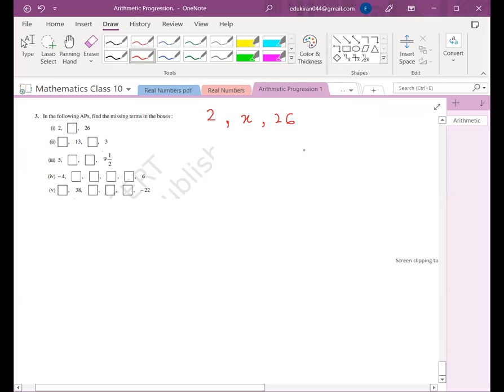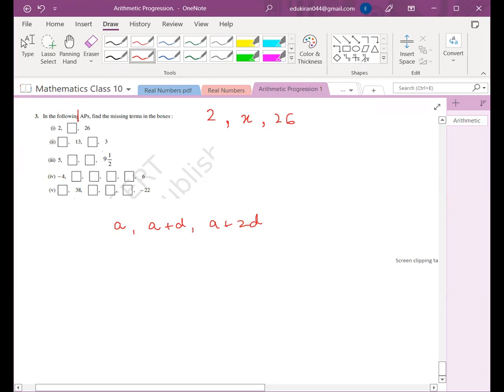Now there can be two methods of doing this question. One is the very general one. If you look at the general form of the AP, this is A, then A plus D, then A plus 2D. Yes, ma'am. It is the basic definition of the AP that if I subtract the two terms, I'm going to get the same difference. That is why it is an AP. Clear?